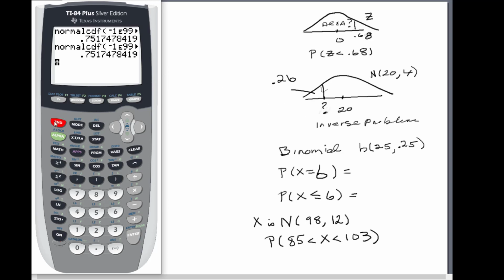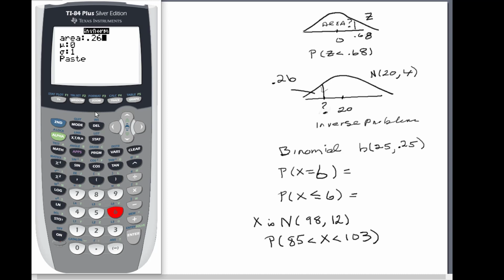So I'm going to select second, and then the distribution again. And now I'm going to use inverse normal, which is function 3. So let's touch the 3 key. And now the inverse normal asks for the area. Now, for this application, this works very much like what we're used to in Minitab. The area refers to the area to the left.